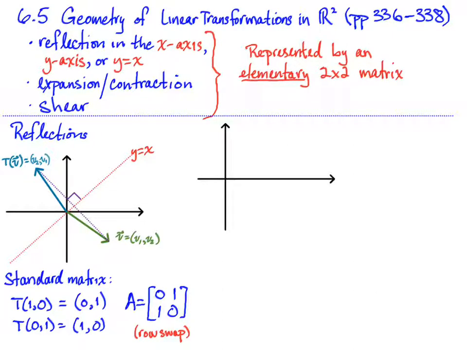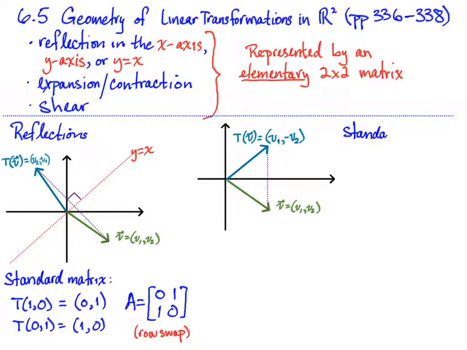So let's look at a reflection across the horizontal axis. So if we start with a vector v, whose components are v1, v2, and we reflect that across the x-axis, what have we done to it? Well, the horizontal component remains the same. The first component is just going to be v1. But the second component is going to be the opposite of the original second component. So T of v1, v2 is just going to be v1, negative v2.